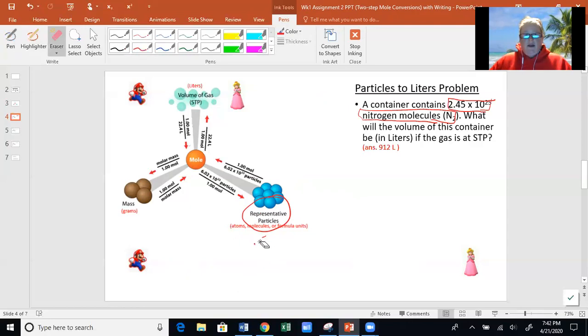I'm not going to put that there because I'm going to need to solve the problem there shortly. I have 2.45 times 10 to the 25th molecules. And now I need to figure out what I'm trying to find. I look for the "what will" or the "how many." Here it is: what will the volume of this container be in liters? And my volume is up here. So that is my question.